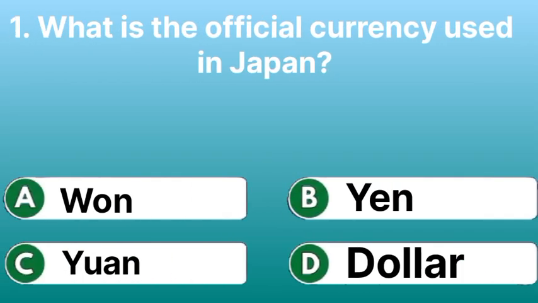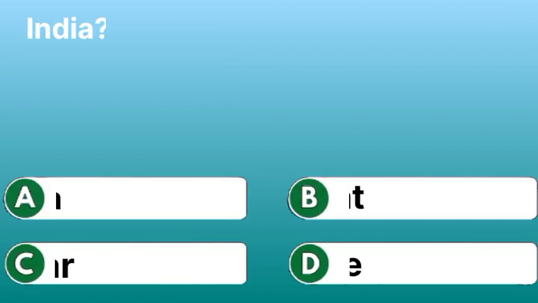Question 1. What is the official currency used in Japan? A. Won. B. Yen. C. Yuan. D. Dollar. Answer B. Yen.